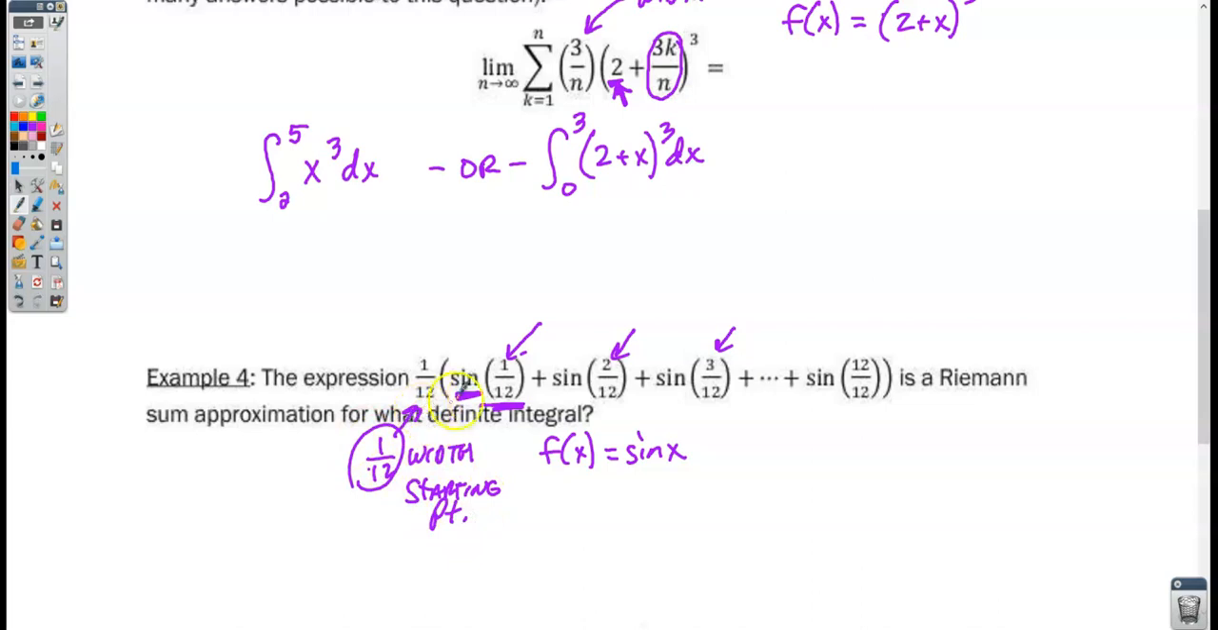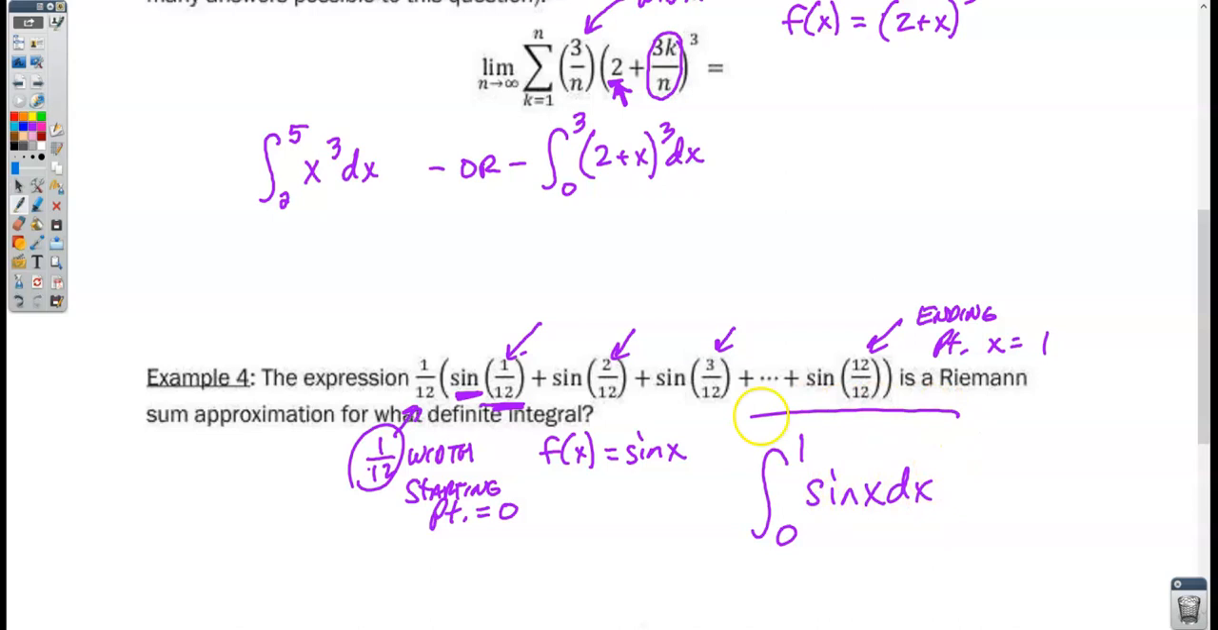Since our width is 1/12, and this is 1/12 to the right of 0. And then it looks like our ending point here is at x equals 1. And so I think the most likely definite integral approximation from this Riemann sum is that this is representing the integral from 0 to 1 of sine of x dx. All right, there's my answer.